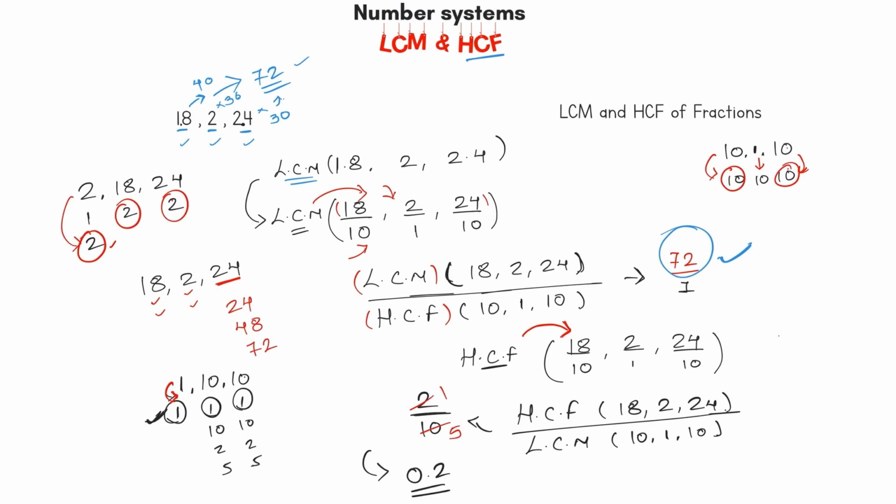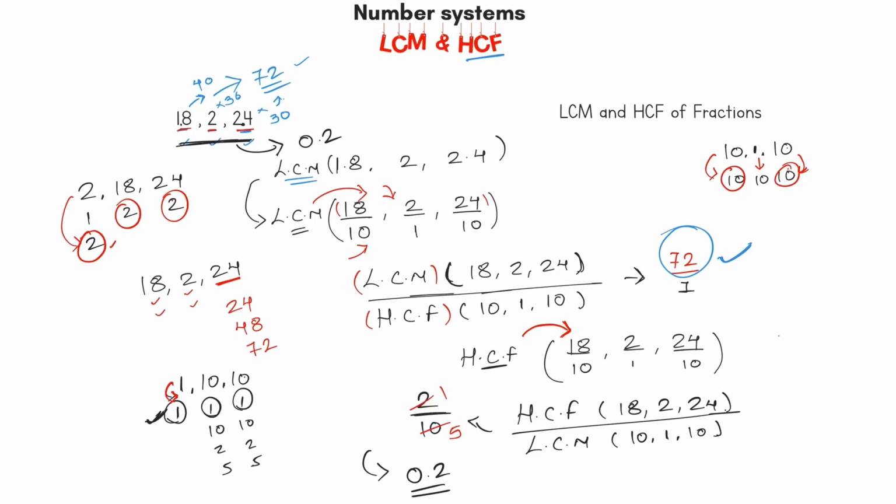Which means that the HCF, highest common factor, of these 3 numbers is 0.2. Does 0.2 divide 1.8? Yes, it does divide 1.8. Does it divide 2? Yes, it divides 2. Does it divide 2.4? Yes, it divides 2.4. And that's why it is the highest common factor of the 3. So understand this basic.